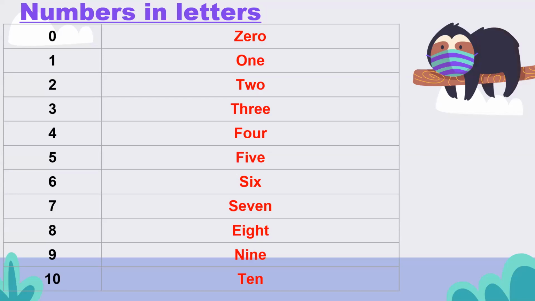Muhammad, are you here? Yes. Okay. Can you say the months of the year? Okay, I can hear you. Start. January, February, March, April, May, June, July, August, September, October, November, December. Very good, my dear. Very good, Muhammad.